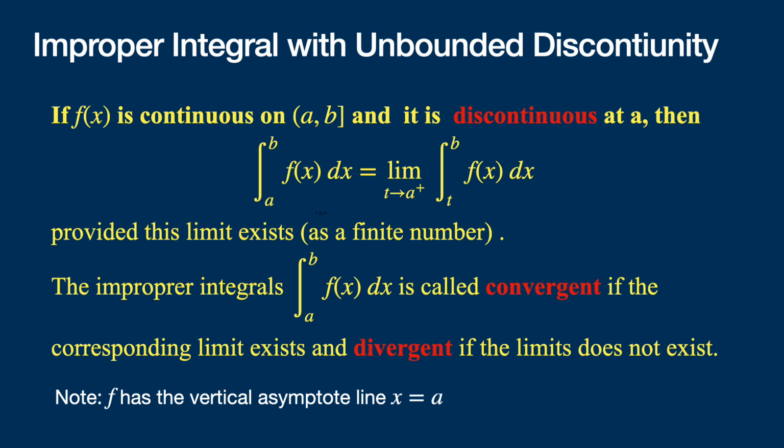x equals a is the vertical asymptote. So we have to find the integral from t to b of f(x) dx, with t approaching a from the right. That's how we define an improper integral with an unbounded discontinuity. Like we did in the previous improper integral, if this limit converges, the improper integral converges; if this limit diverges, the improper integral is divergent. Okay, let's have an example with this improper integral.